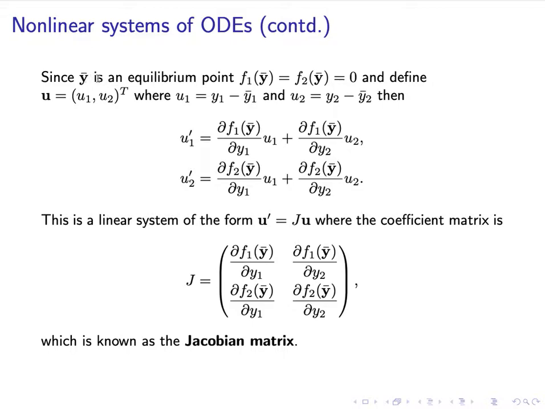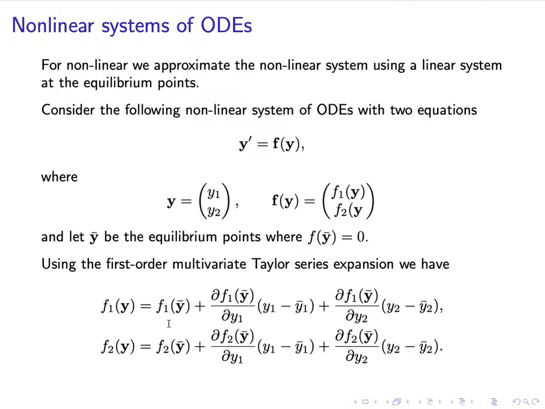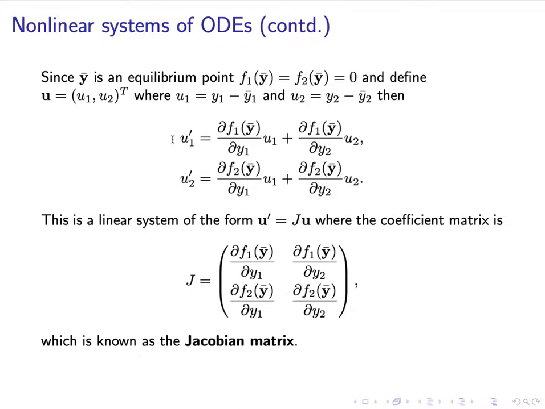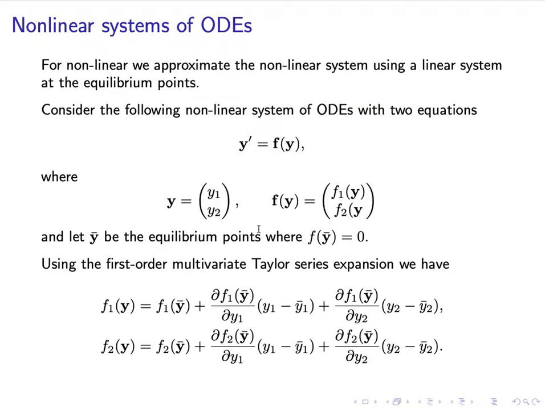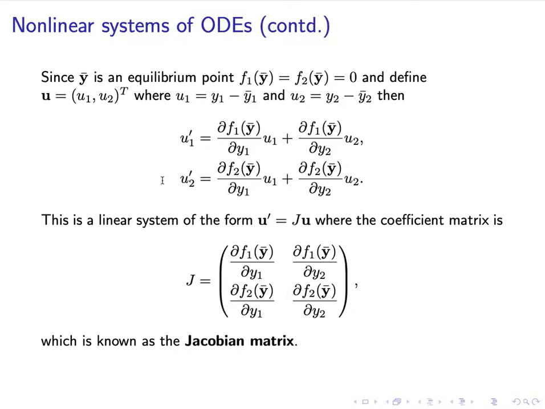And since y bar is an equilibrium point, f1 of y bar and f2 of y bar must be equal to 0 by definition. So if I go back one, this is 0 here, and this is also 0. And what we're going to do is let u1 and u2 be the difference between y1 and the equilibrium point y bar 1, and same for u2. Okay, so what we mean there is we can replace this bracket with u1, and we can replace that bracket with u2. So this means we have this system. So this system has this coefficient matrix.